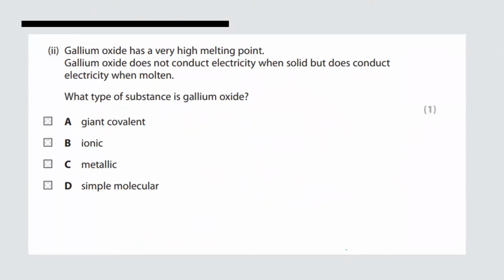Gallium oxide has a very high melting point. Gallium oxide does not conduct electricity when solid, but does conduct electricity when molten. What type of substance is gallium oxide? Let's read that through again. High melting point, does not conduct when solid, but does when molten. Okay, so we've either got a giant covalent, ionic, metallic, or simple molecular. Well, simple molecular never conducts at all, so it's not that one. Metallic, it's not a pure metal. Okay, so we've got giant covalent or ionic. So does not conduct electricity when solid, but does conduct electricity when molten. So molten, that lends it to being ionic, doesn't it? Ionic.